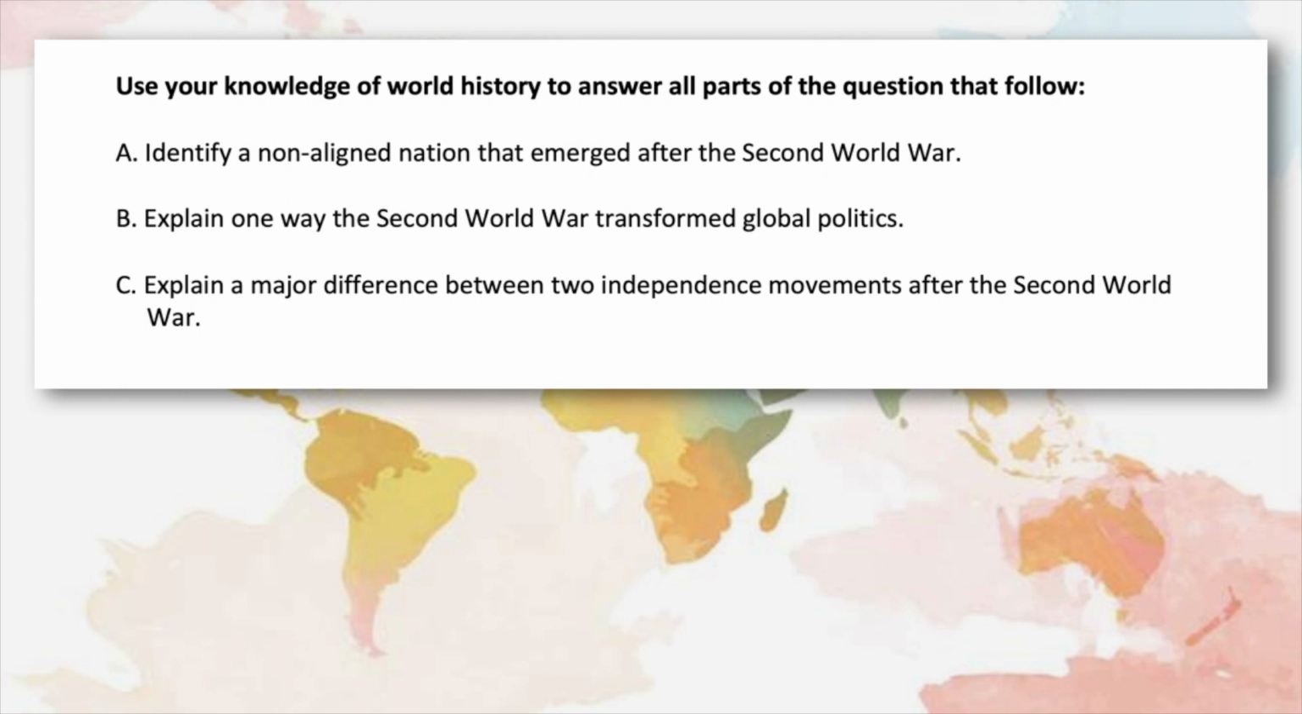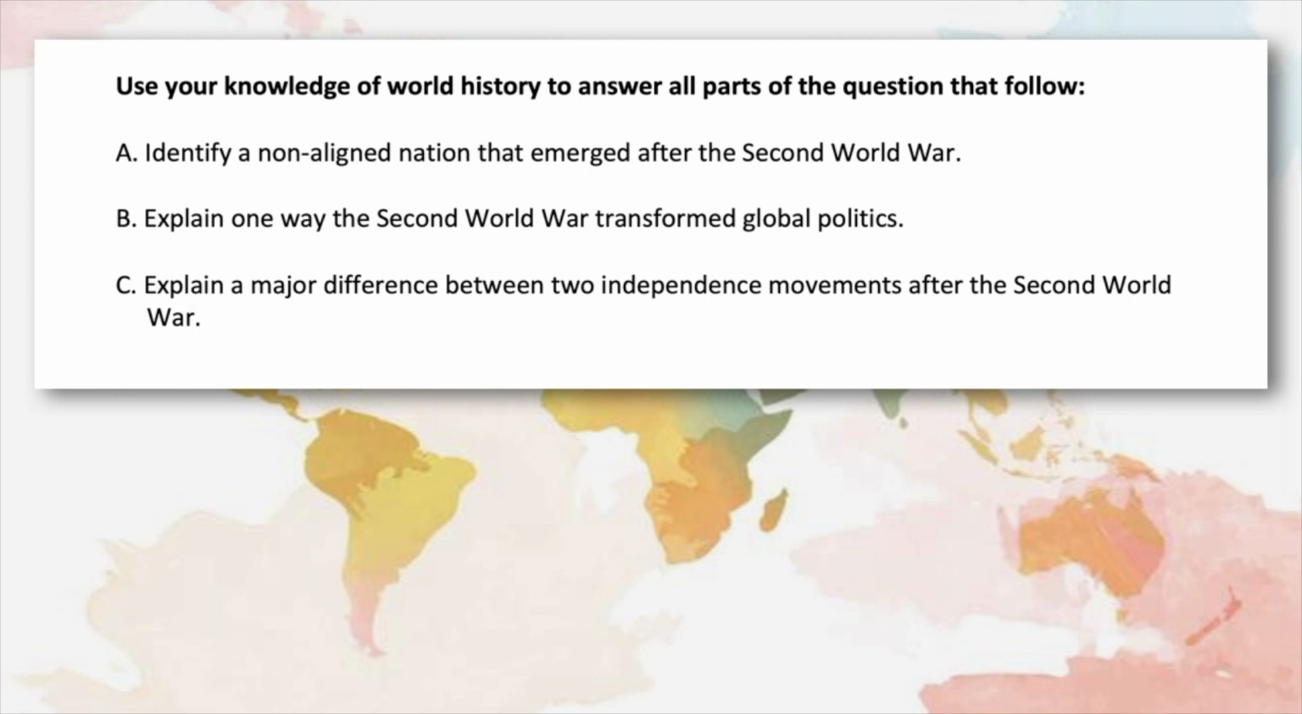So look at it. It's obviously the third type of SAQ where they have a choice between one of the two. There's no stimulus. They simply straight up answer the question. So A says identify a non-aligned nation that emerged after the Second World War. All they need to do is name the country, but it has to be in a complete sentence.